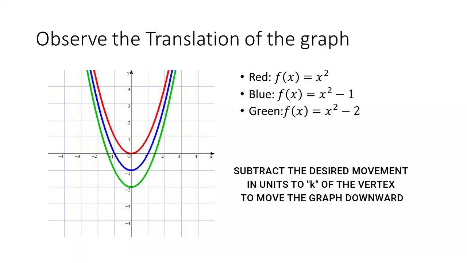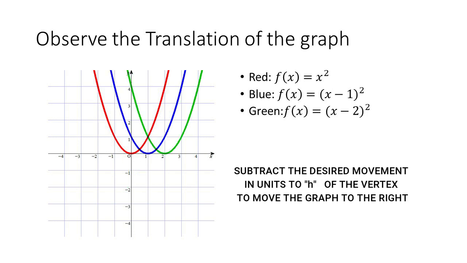On the next example, you will notice that the graph is f of x is equal to x squared. From red going to blue, it moved 1 unit downward, and from red to green, it moved 2 units downward. Upon observing the translation of the graph, if you want to move the graph 1 unit downward, you just need to subtract 1 unit.